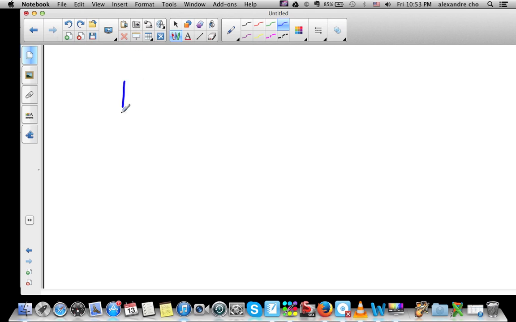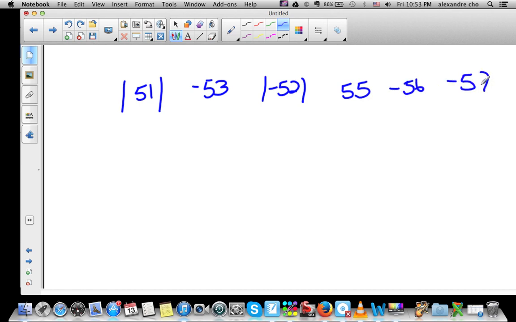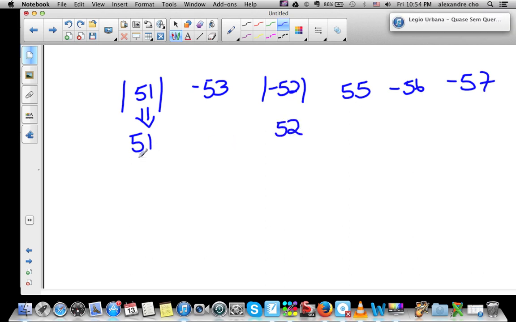32. We have absolute value of 51, negative 53, absolute value of negative 52, 55, negative 56, negative 57. So before I can put these in order, I need to change a couple of numbers here. Absolute value of 51 is 51. Absolute value of negative 52 is 52. Now I can put these in order.